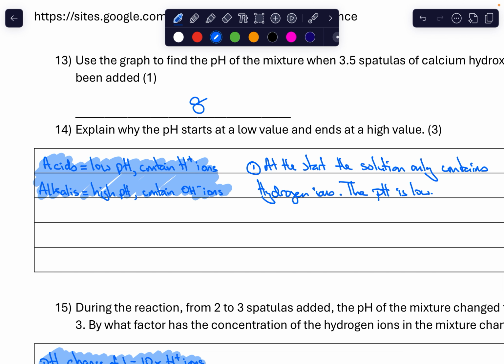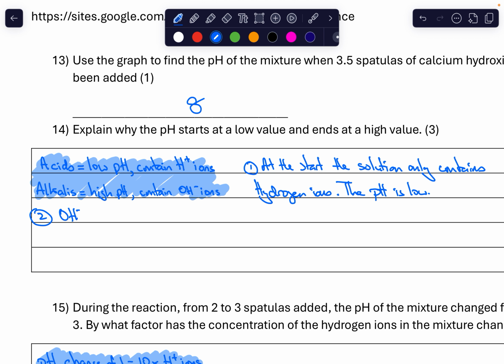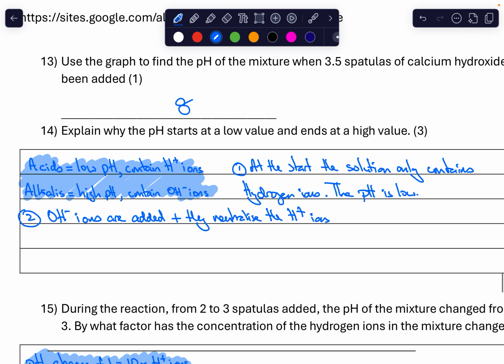Alkalis, they contain hydroxide ions. So again, my chronology is alkalis, they want to have a high pH, and they contain hydroxide ions. So the second step in my answer is that hydroxide ions are added and they neutralize the H plus ions. So the pH increases.